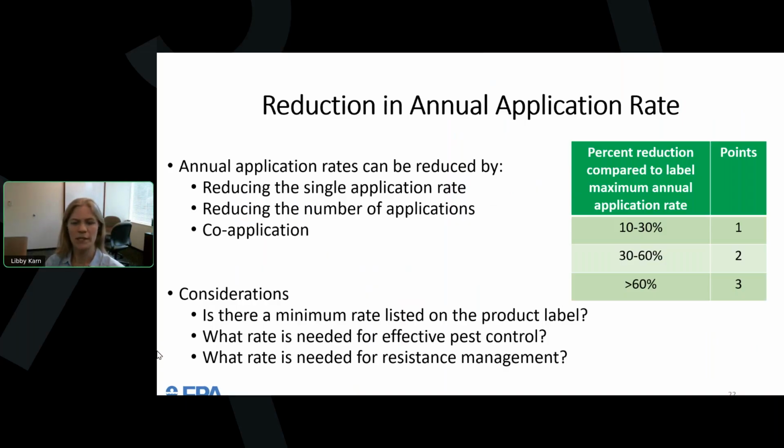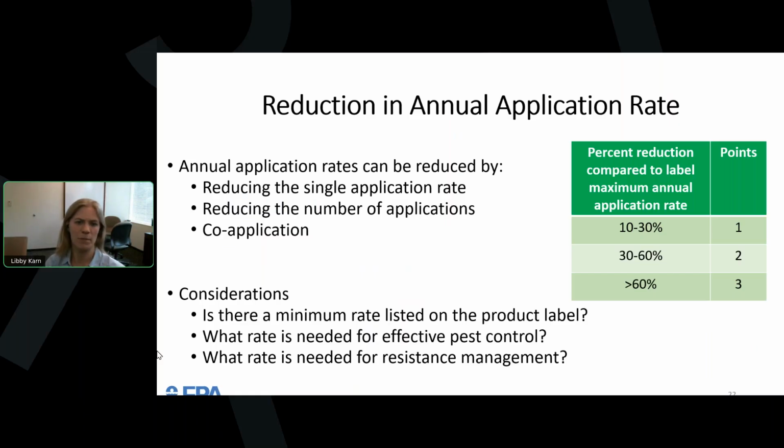Reducing application rates reduces the mass of pesticide that is available to run off from fields. Annual application rates can be reduced either by reducing the single application rate or by reducing the number of applications in a growing season for pesticides that allow multiple applications. Application rate reductions can receive 1 to 3 points depending on the percent reduction compared to the maximum annual application rate listed on the label.